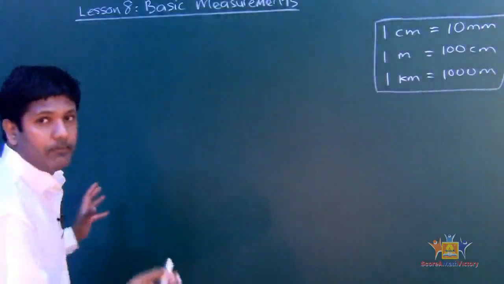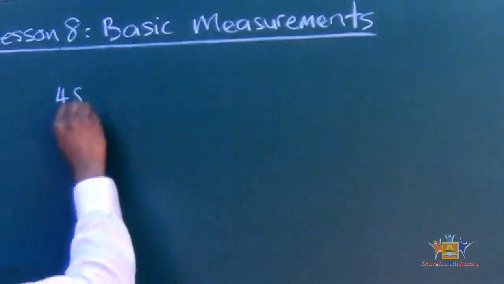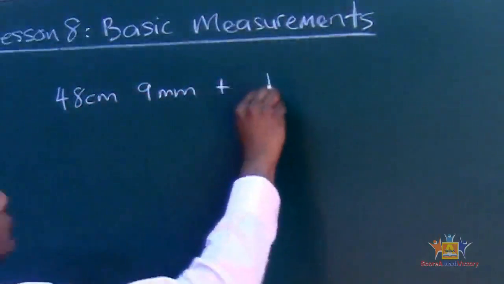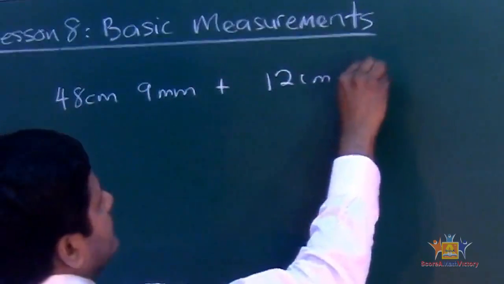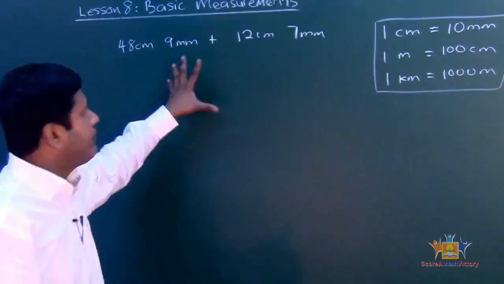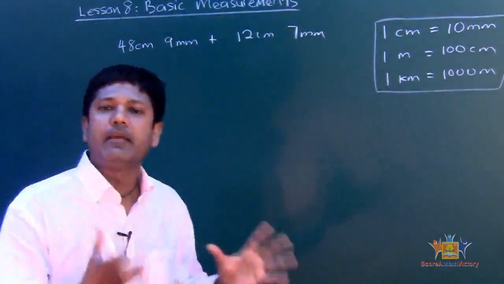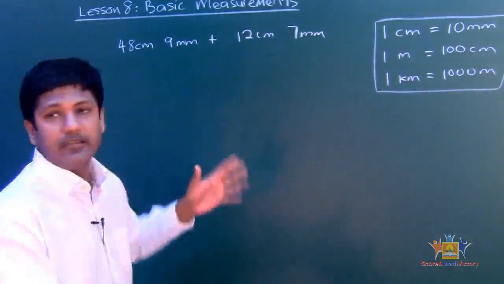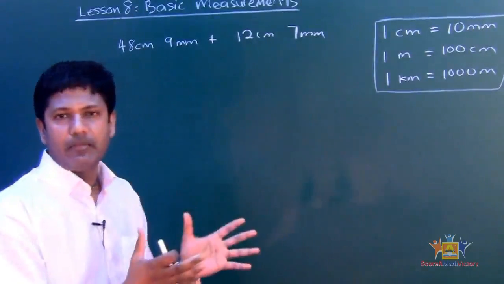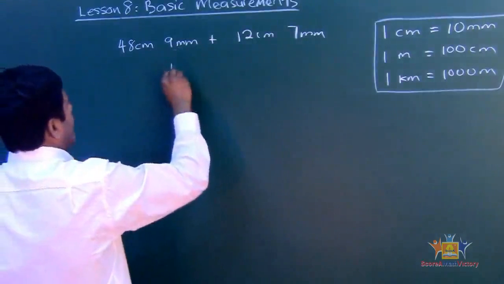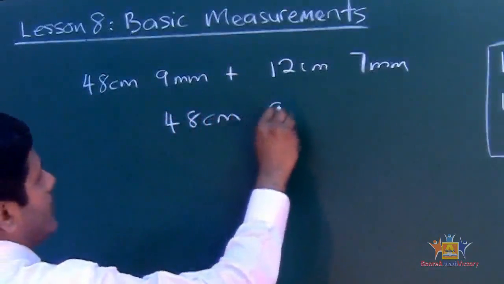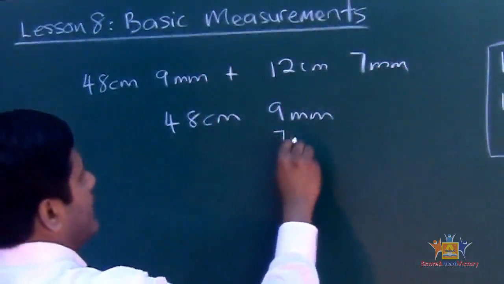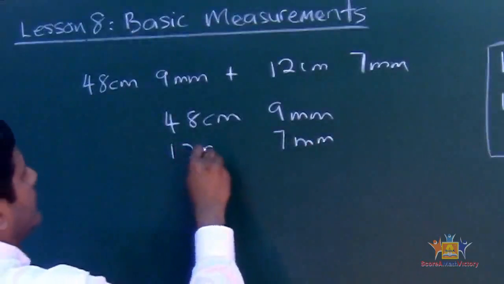Now let's say, for example, I give you 48 centimeters, 9 millimeters, and I'm adding it with 12 centimeters, 7 millimeters. When you have something like this, you always line them up by their units. What I mean by that: centimeters with centimeters, millimeters with millimeters. So let's take the 48 centimeters, 9 millimeters, and then take this one and line them up: 7 millimeters and 12 centimeters.